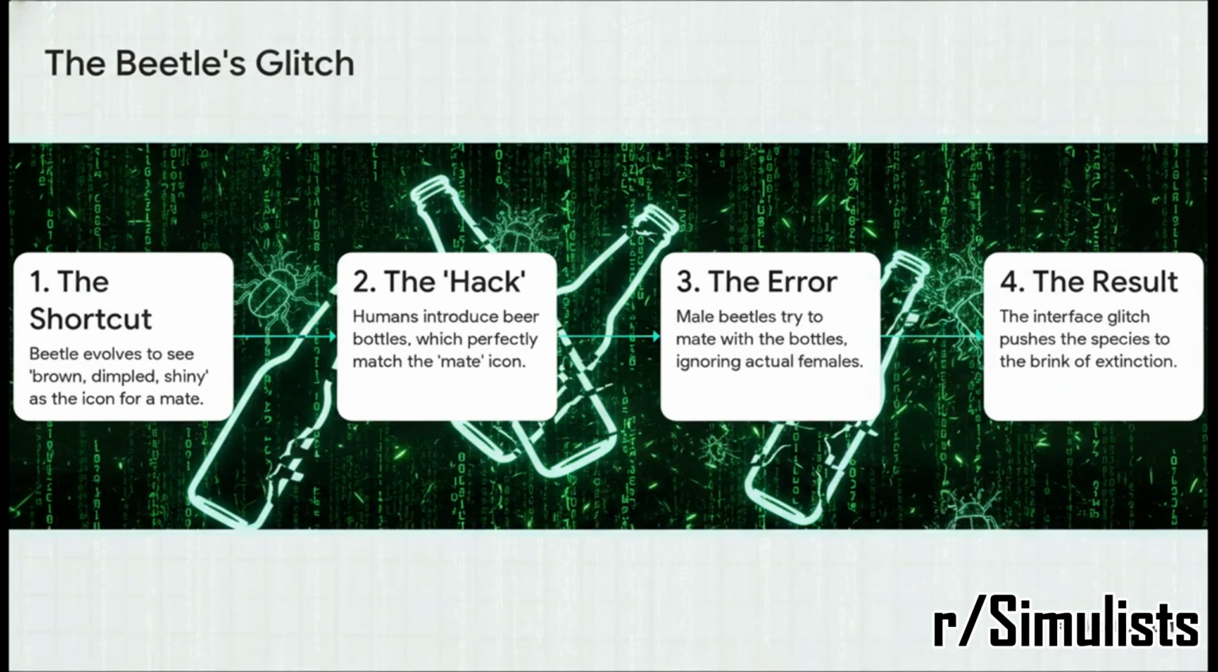And if you think this is just theory, check out this incredible and kind of sad real-world example. The Australian jewel beetle evolved a really simple shortcut for finding a mate. Its icon for mate was basically brown, dimpled, and shiny. And that worked perfectly for thousands of years, until humans came along and left beer bottles lying around, which just happened to be even more brown, dimpled, and shiny than the actual female beetles. The interface glitched, and the beetles nearly went extinct trying to mate with bottles.